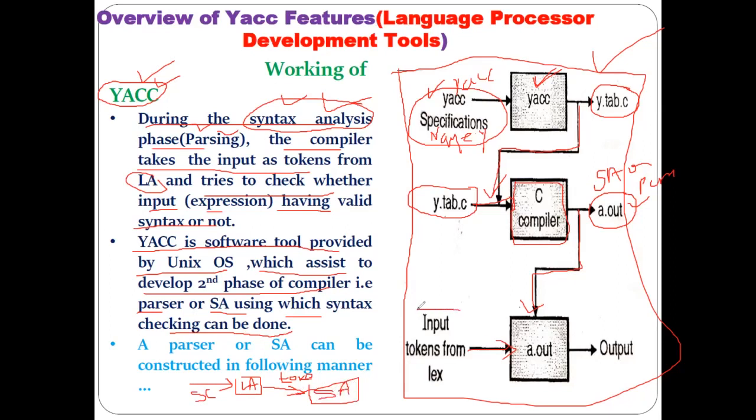In order to check whether your syntax analyzer is working properly, or whether it can check the syntax of a statement correctly, you have to give the input in the form of some tokens. So here you can see input tokens from the lex. The input tokens from the lex will be given to the syntax analyzer, and then the syntax analyzer will give you some output, and that output will tell you whether your syntax is correct or not. Understood? So this is the whole scenario of constructing the syntax analyzer or the parser.